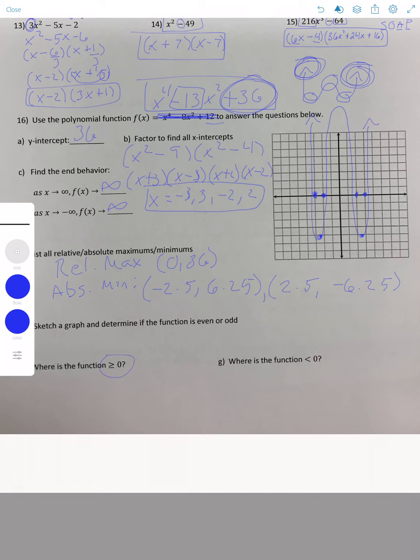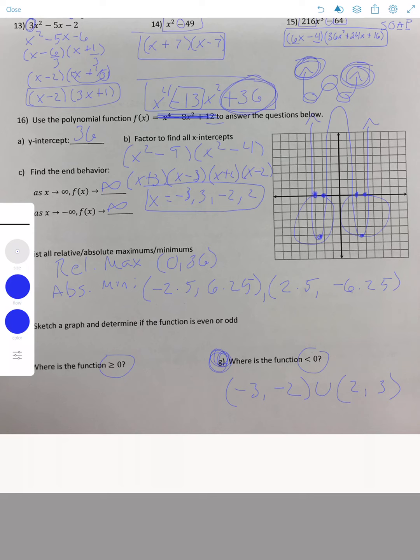Okay, finally, where is this function greater than or equal to 0? So where is it above our x-axis? And then where is it less than 0? Where is it below the x-axis? Just quickly, let's start with letter G first. Where is it underneath 0? Not equal to, but underneath. So this first section and this second section here. It's underneath all of the x values that give me a y value that's negative, from negative 3 to negative 2, union, and the other section is from positive 2 to positive 3. Remember, it's always lowest, highest. So that's where it's underneath the graph.